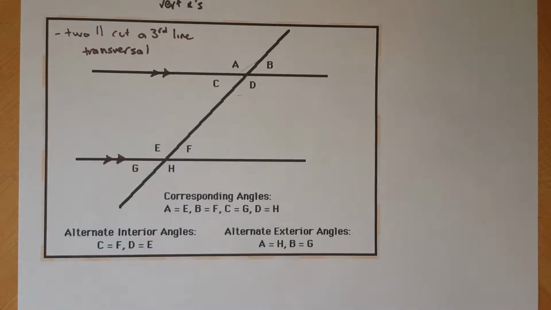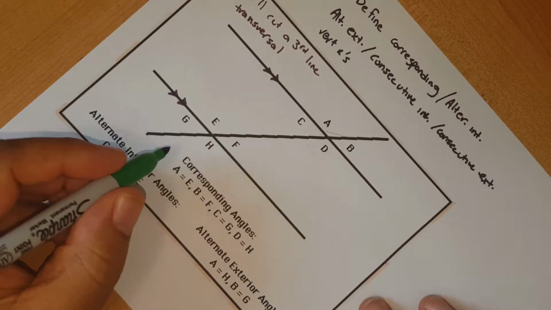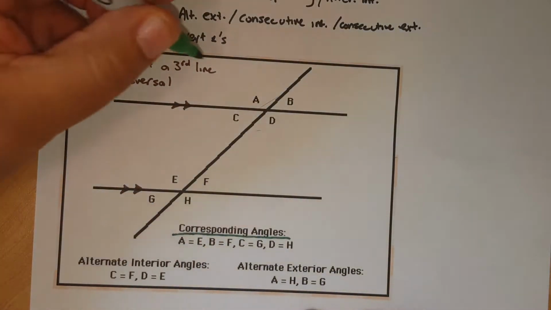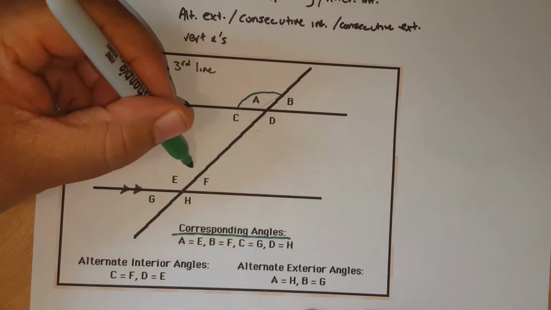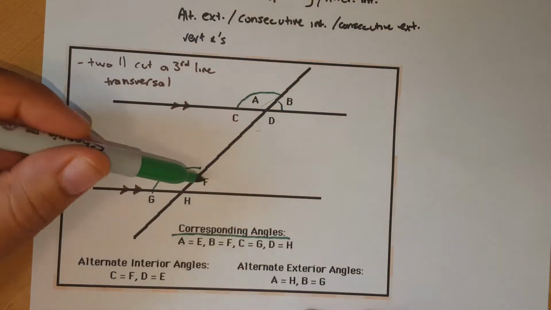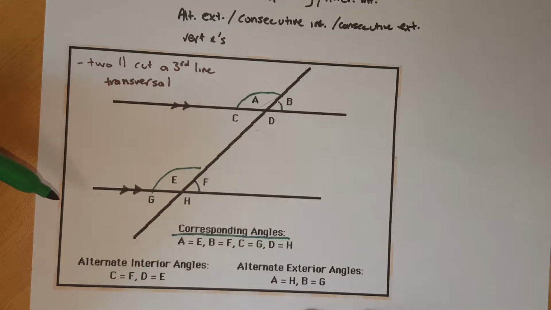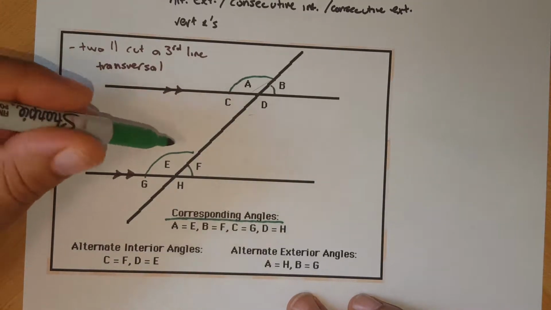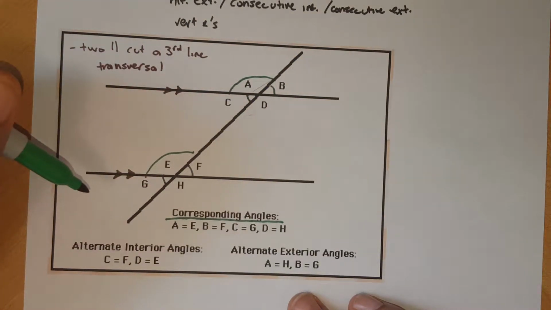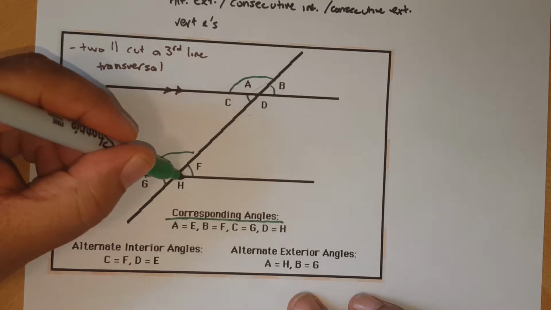So corresponding means in the same position, just at a different location. So our corresponding angles are A and E, B and F, C and G, as well as H and D.